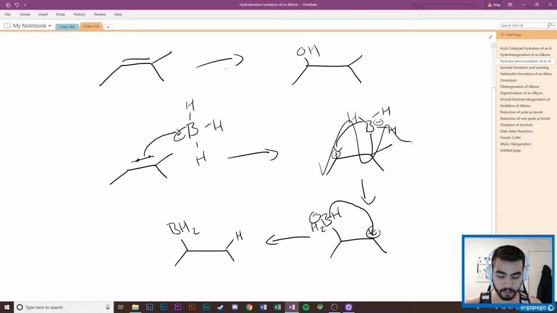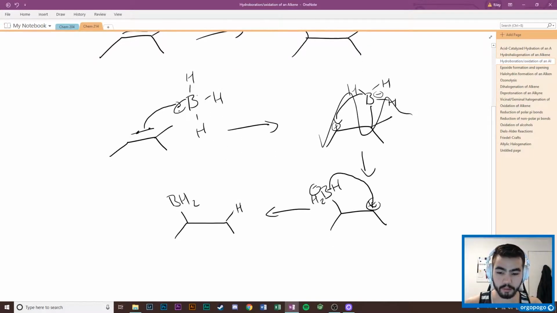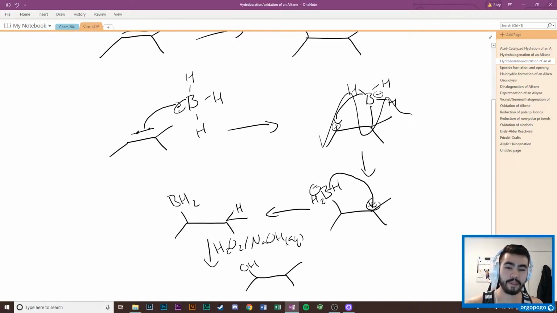Now, here is where the magic happens. We were not asked to learn the mechanism for this, so we're just going to write H2O2 peroxide and NaOH, I guess aqueous or with water, and that's going to turn any borane into an OH group. I lost a carbon at some point. Happens to all of us. So we're not asked to know the mechanism for how the borane turns into the hydroxide.